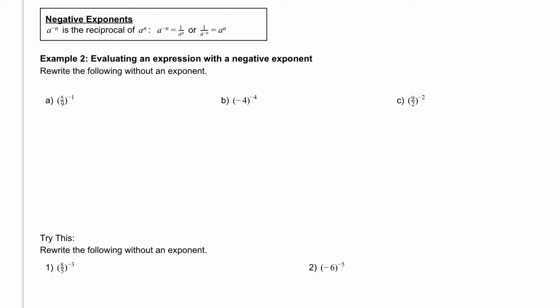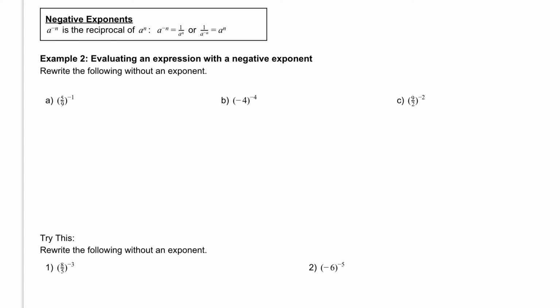Next we're going to talk about negative exponents. A raised to the negative n, so our exponent is negative, is the reciprocal of a to the n. So a to the negative n is equal to 1 over a to the n. Or if you have 1 over a to the negative n, then it's equal to a to the n.